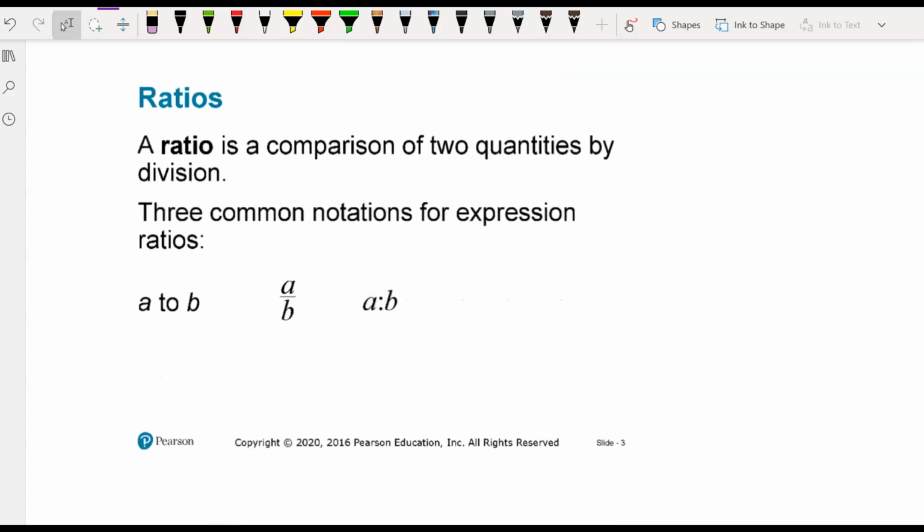So ratios, remember, it just means fraction, or another word for fraction or division. And it's a comparison between two quantities, and it's done by division. So ratios, we can see it as A to B, A over B, or A colon B. That is the same as saying A to B.